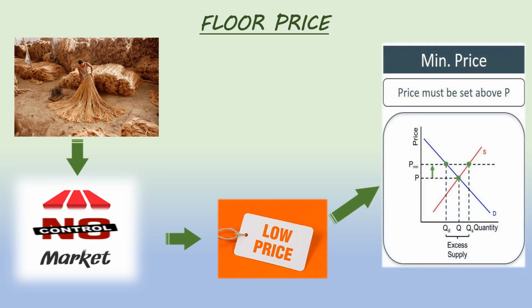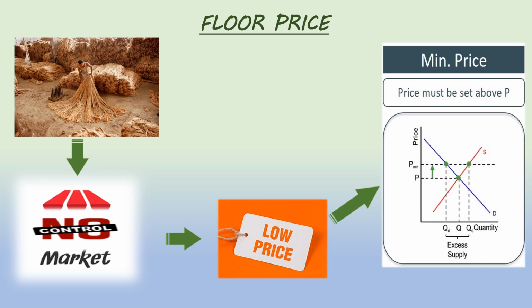Here as well, D is the demand curve and S is the supply curve. If there is no control, the price will be P. But suppose that the price P is so low that many producers are suffering losses. Suppose the government will not permit the price to fall to P and fixes the floor price P min, which is higher than the equilibrium price.